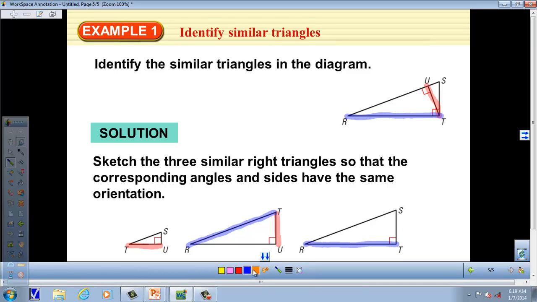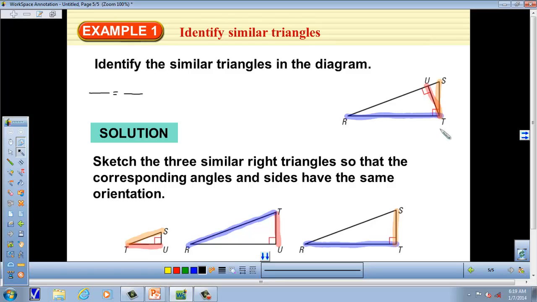The third part that's important is this leg right here. If you notice, it's also on 2 of the triangles. It is the hypotenuse of this triangle, and it is the short leg of this triangle. Now, from this, we can write 3 different proportions. And this is like the key to the lesson.